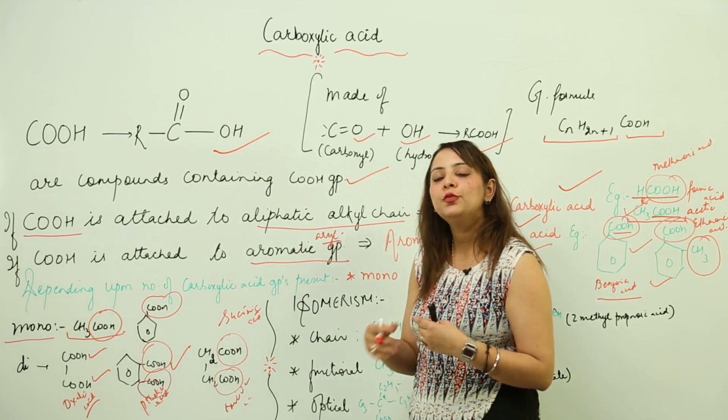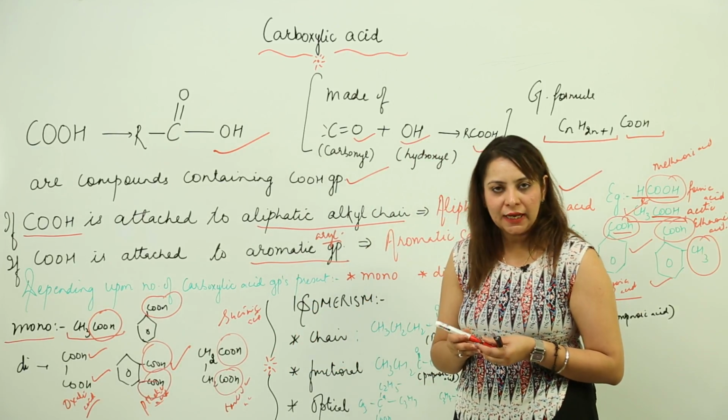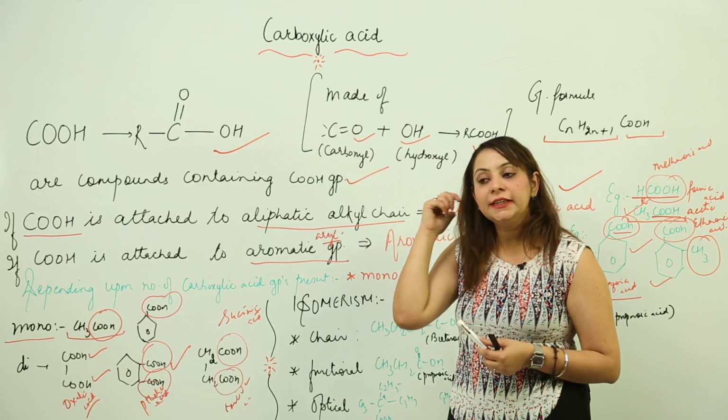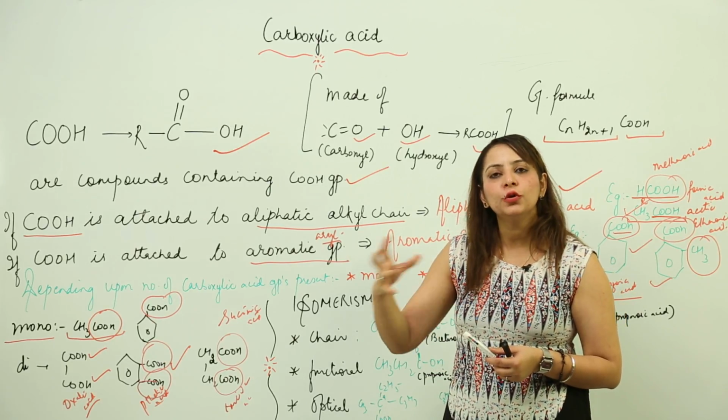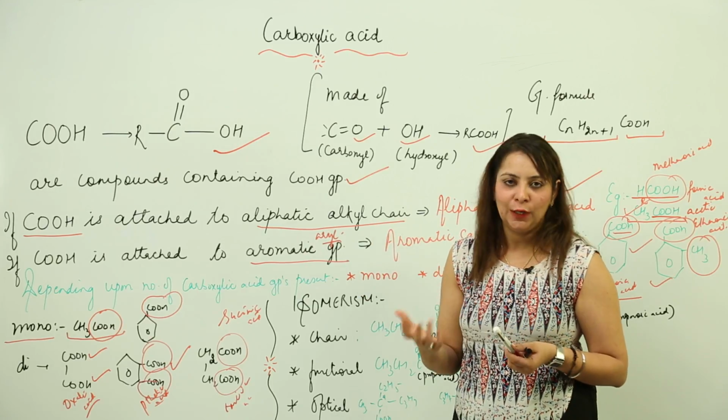So likewise, we have a few more examples where more than one carboxylic acid is present. Just according to the number of carboxylic acid groups present in a compound, we divide them into monocarboxylic acid, dicarboxylic acid, and likewise.